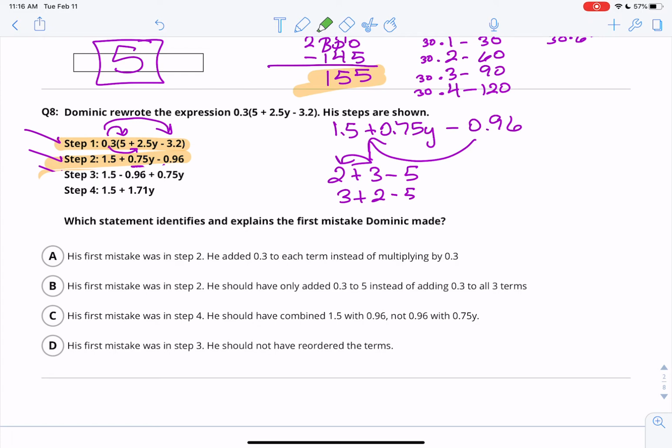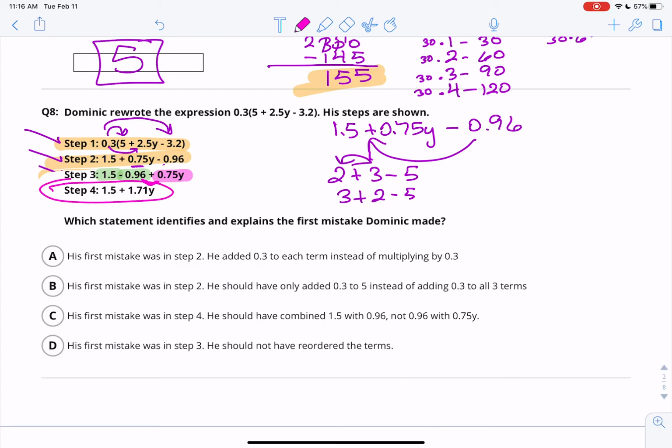So that means regular numbers can go with regular numbers, but if it has a variable, it can only go with other numbers that have a matching variable. There is no other y, so 0.75 gets left by itself. What Dominic did is he combined these two, and that's how he got 1.71. He can't do that. The 0.96 has to combine with the 1.5. So that's where he made his mistake.